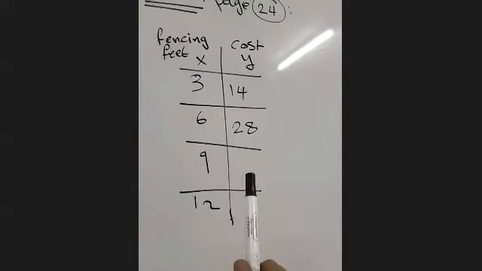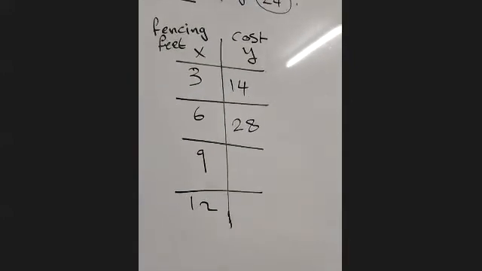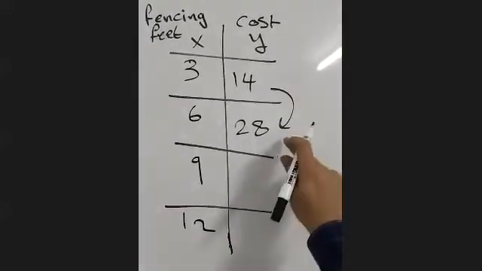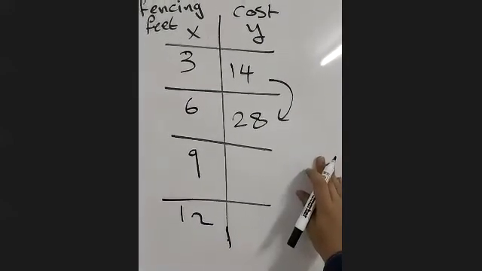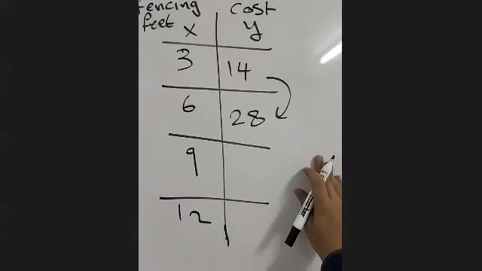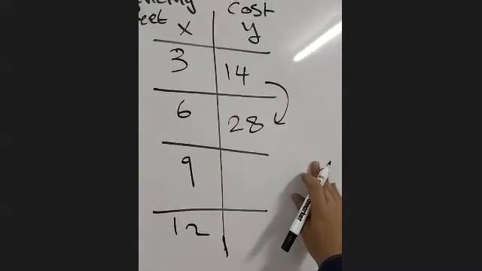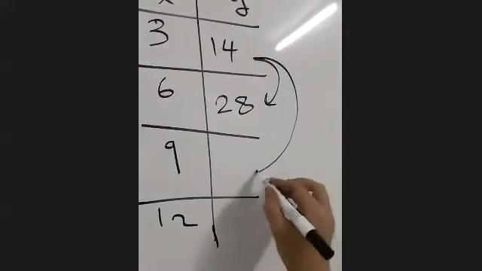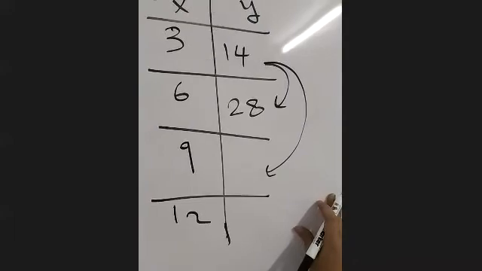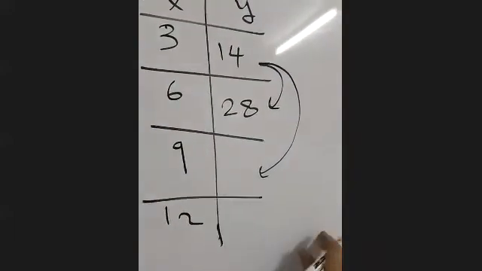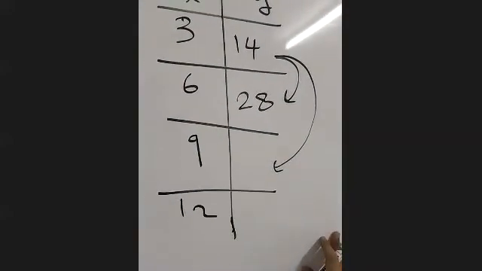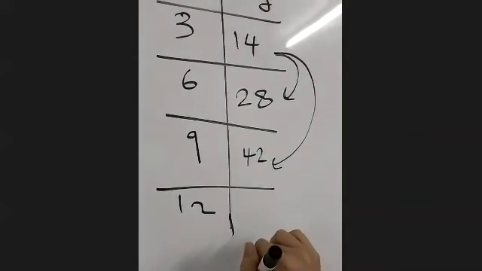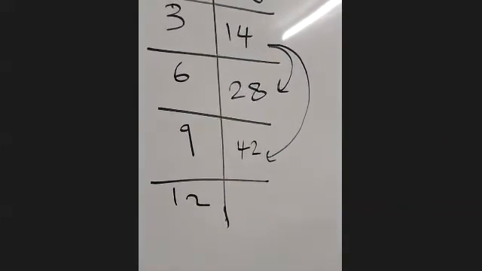So 9, what are we doing here? We multiply. No, not just multiply. We make it multiply by 2, then multiply by 3. How much is 14 multiplied by 3? 42.